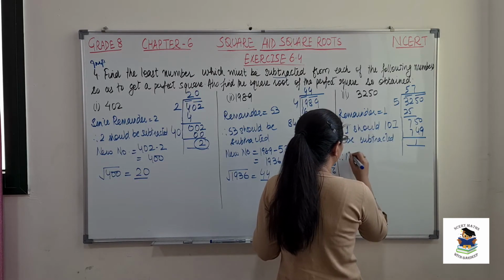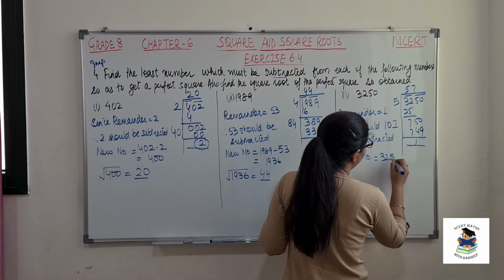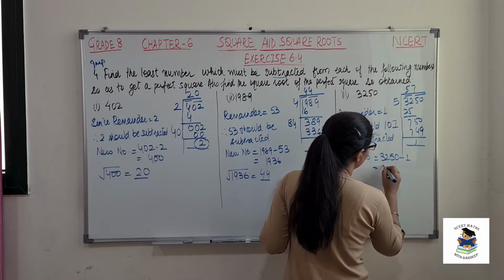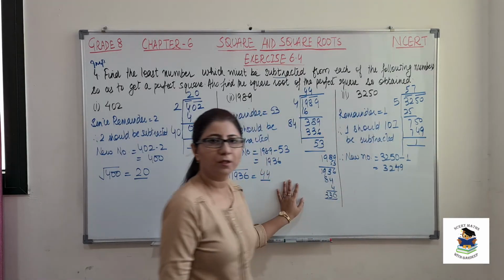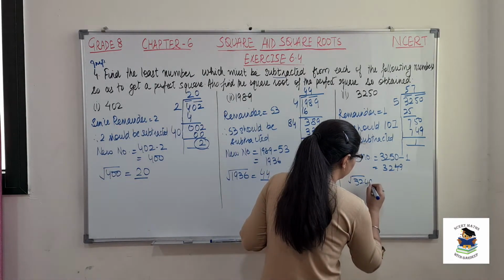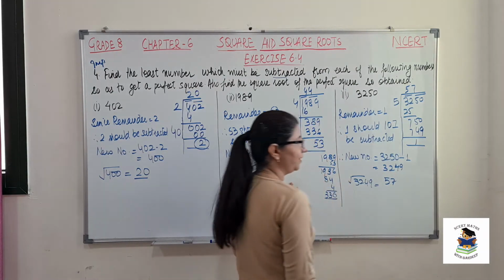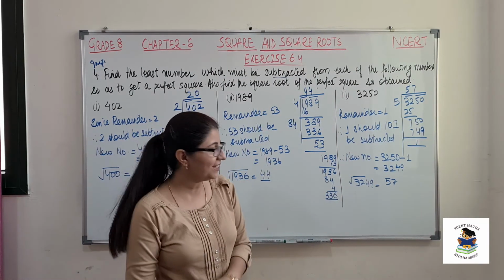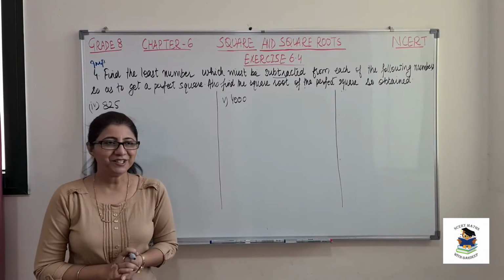Okay, then what is the new number obtained? This is 3250 minus 1. So this will be 3249. Okay, and square root of 3249 will be our quotient, that is 57. Okay, so this is the third part. Now let's move on to the remaining parts. So let's see the next part.